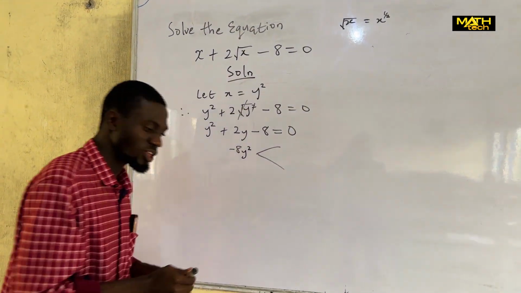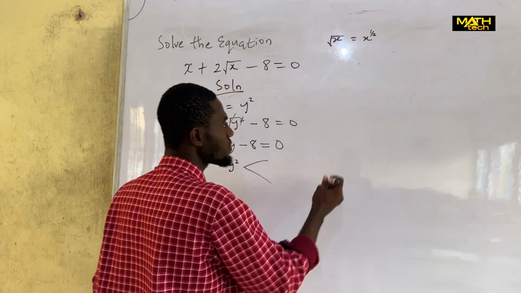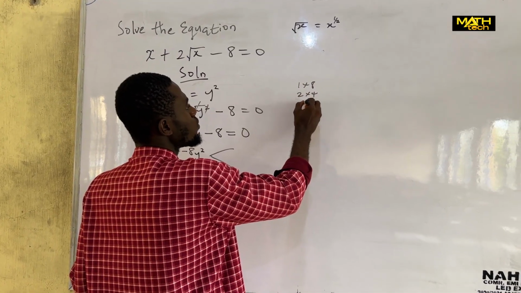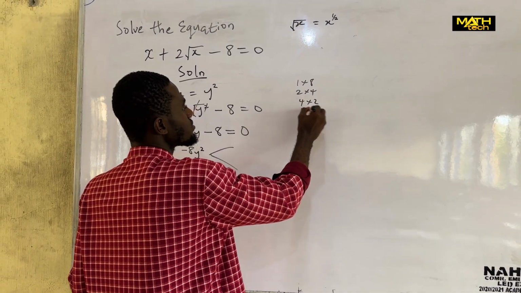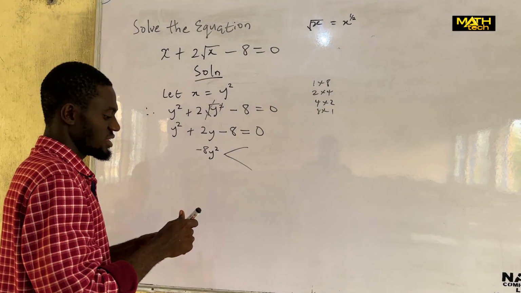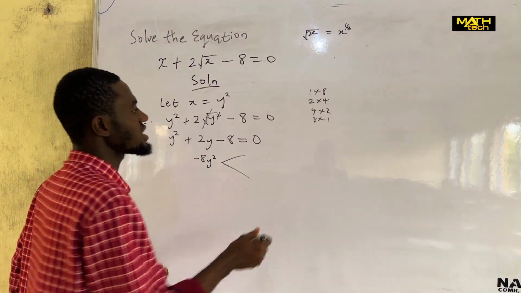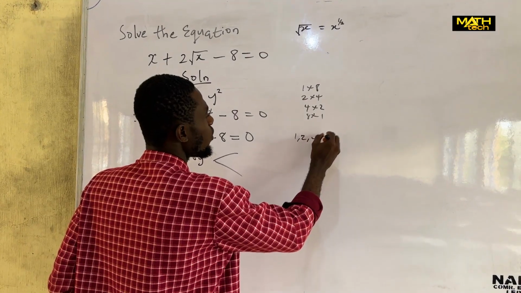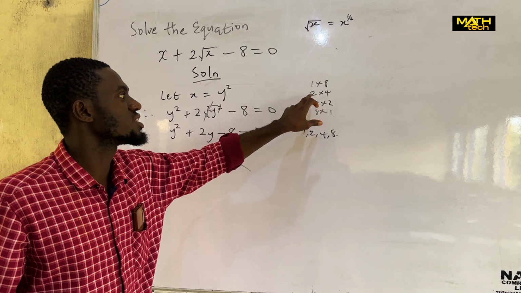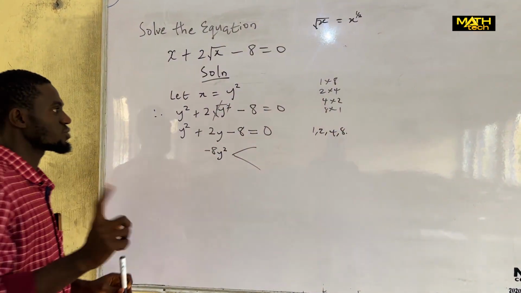Now, we are supposed to check out the factors of 8. So what are the factors of 8? Possible factors of 8 are 1 times 8, 2 times 4, 4 times 2, and 8 times 1. Sorry, I mean the products of the factors that give us 8. Factors of 8 are 1, 2, 4, and 8. But these are the factor products: 1 times 8, 2 times 4, 4 times 2, and 8 times 1. So that's the correct one to use.